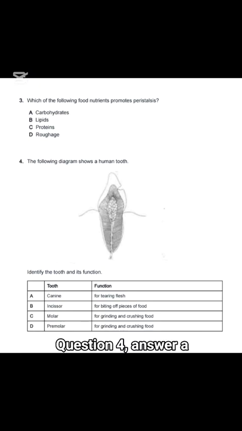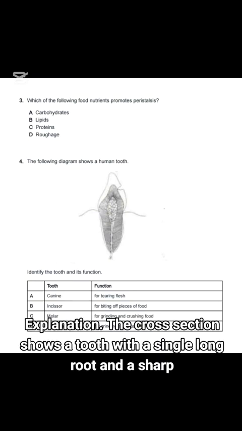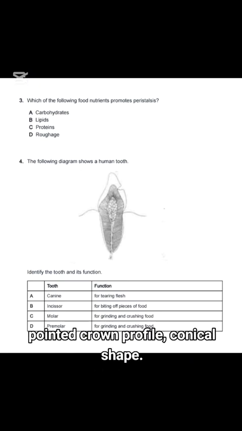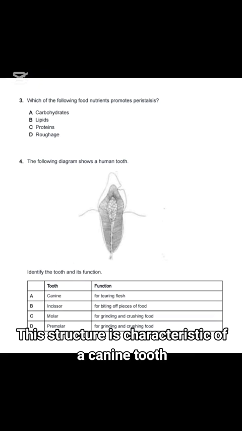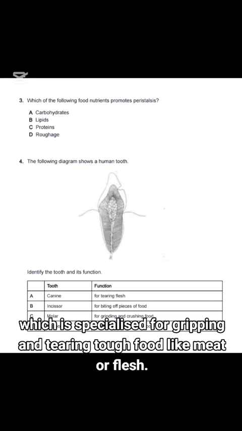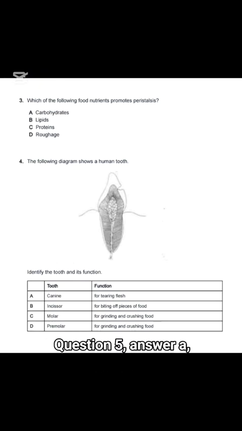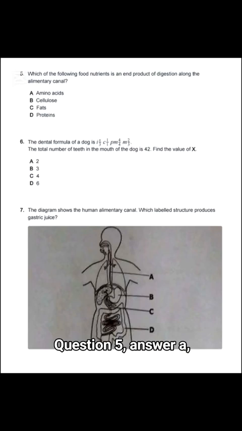Question 4. Answer: A. Canine for tearing flesh. Explanation: the cross-section shows a tooth with a single long root and a sharp, pointed crown profile, conical shape. This structure is characteristic of a canine tooth, which is specialized for gripping and tearing tough food like meat or flesh.